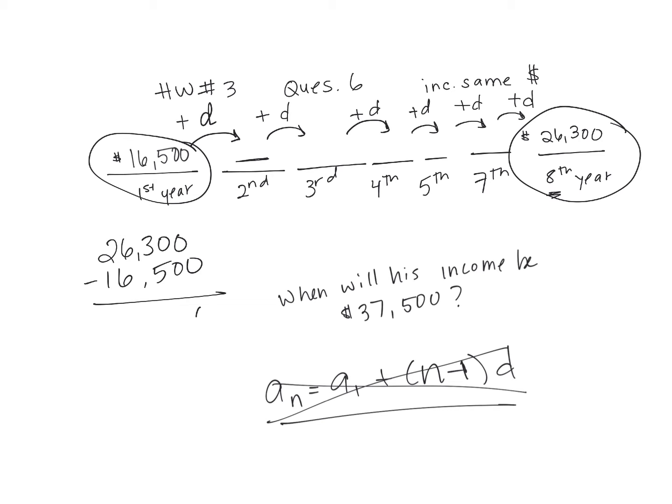So if I subtract that, do a little borrowing, and this is where you can use a calculator if you want to, not a big deal. Okay, so it looks like we're at $9,800. So that's how much his income changed from the first year all the way to the 8th year.